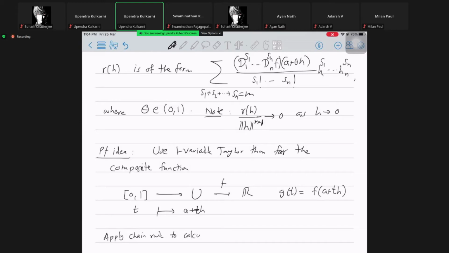To calculate g prime, to calculate derivatives of g. There will be many derivatives, right? And that's really the proof. Okay, so we are just about out of time, maybe a minute or two at most. Are there any questions?